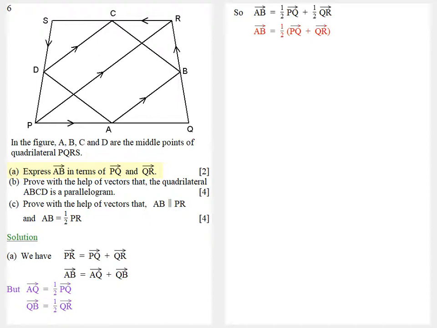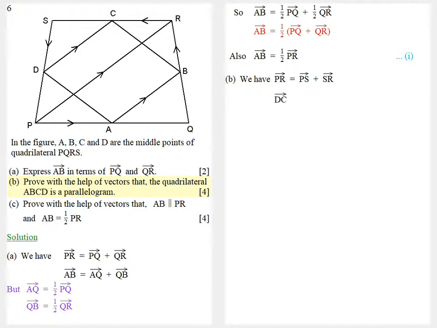But we can also say PQ plus QR is equal to PR. So we have AB is equal to a half of PR. Now in part B, we're asked to prove, with the help of vectors, that the quadrilateral ABCD is a parallelogram. Now we have going from P to R is the same as going from P to S and then S to R. So PR is equal to PS plus SR.